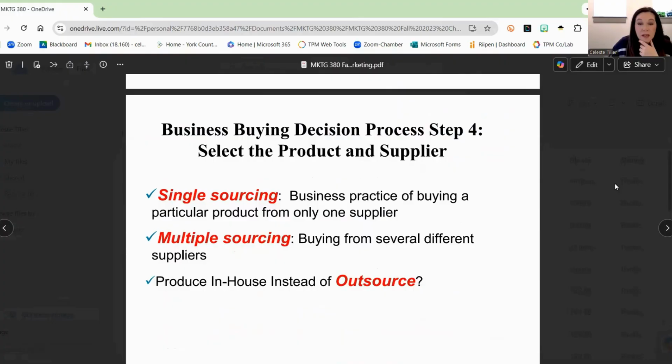The step 4 is selecting the product or supplier. You've got a couple of choices in this. From us, we generally go to one source when we're buying some stuff. But when it comes to B2B, you've got a couple of choices. Single sourcing means that you've got one supplier for everything that you buy. If I'm buying fryers for McDonald's, I'm buying it from a single source. If I'm doing multiple sourcing, I'm buying that same thing from different suppliers.